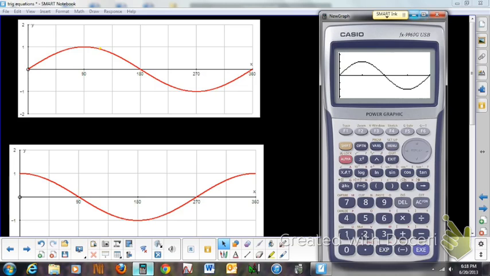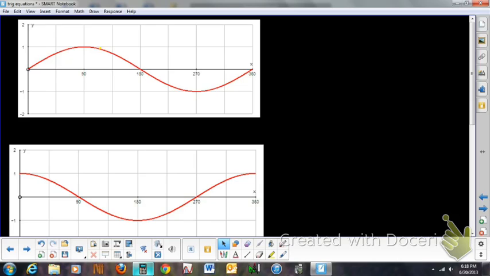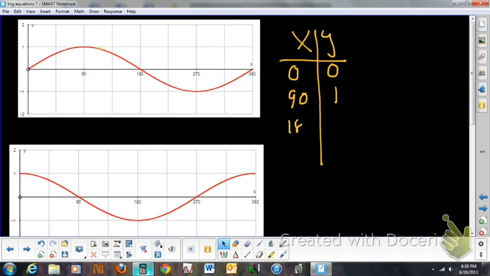The values for the graph are very, very straightforward. You just have to remember, if you're going to do a table of values for a sine graph, you start at 0, and that's 0. You go to 90, and it's 1. You go to 180, and that's 0. And you go to 270, and that's -1. And 360 is 0.